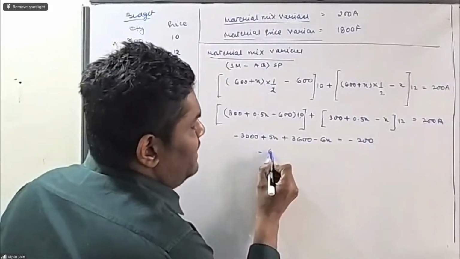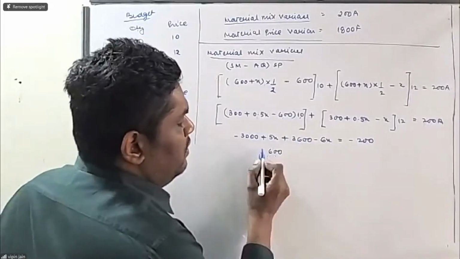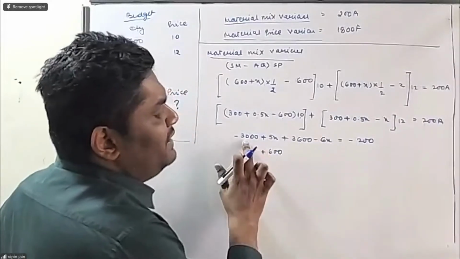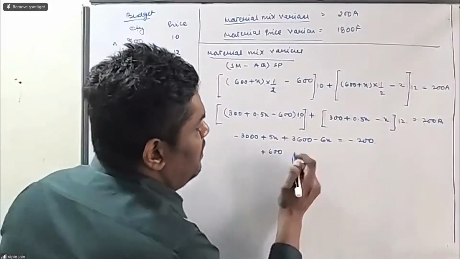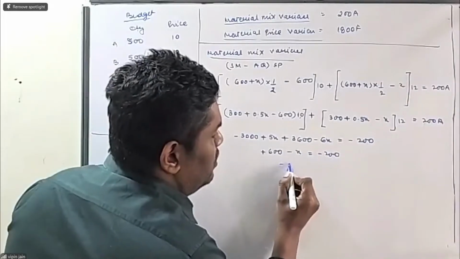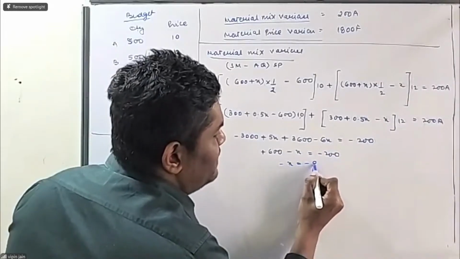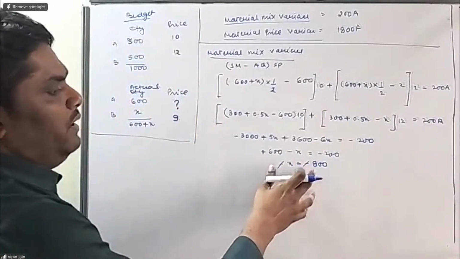So this will be minus 3000 plus 3600. This will be 600 minus x, that is minus 200. So minus x is equal to minus 800. So the value of x will be what? 800.